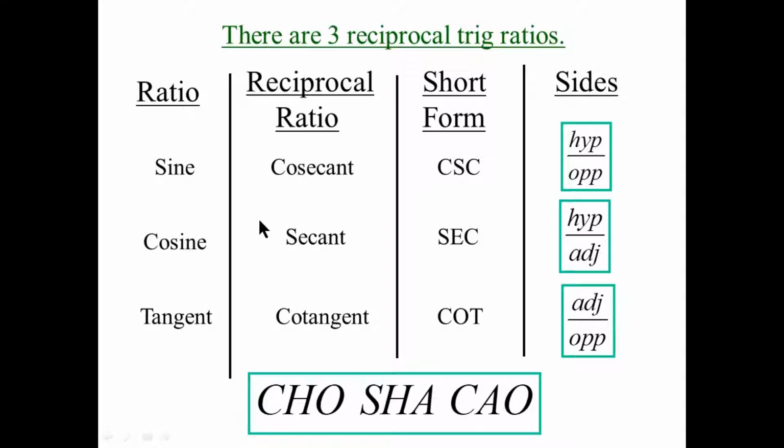CHOSHACOW, if you prefer to have an acronym that helps you, like SOHCAHTOA. Cosecant is hypotenuse over opposite. Secant is hypotenuse over adjacent. Cotangent is adjacent over opposite. CHOSHACOW.